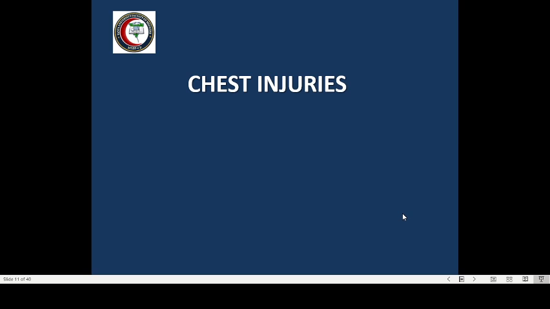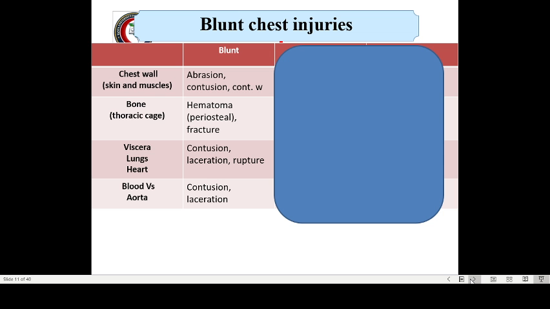Now we are going to discuss chest injuries. For blunt trauma to the chest, here we have a table similar to that we discussed earlier. We have these layers in the chest. We have the chest wall, which consists of skin and muscles. We have the bone, the thoracic cage, consisting of the sternum and ribs. We have organs, these are the lungs and heart. We have blood vessel, this is the aorta. The blunt trauma will produce in each of these layers the injuries we said earlier.